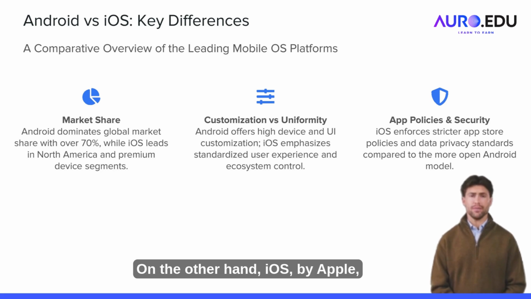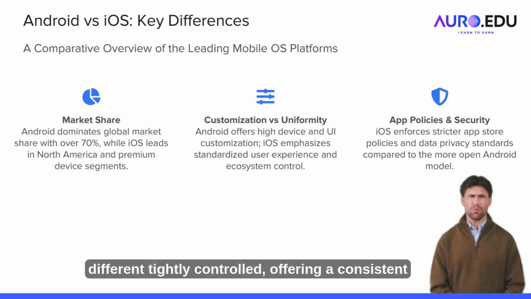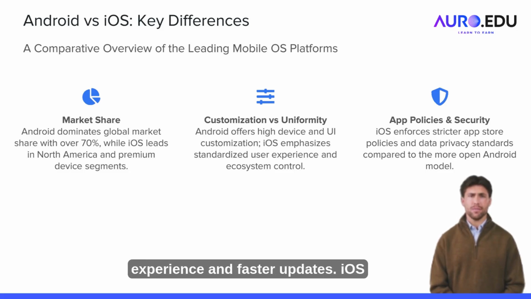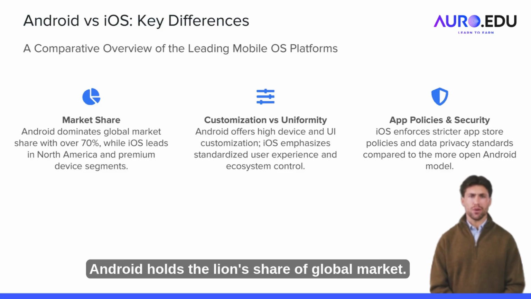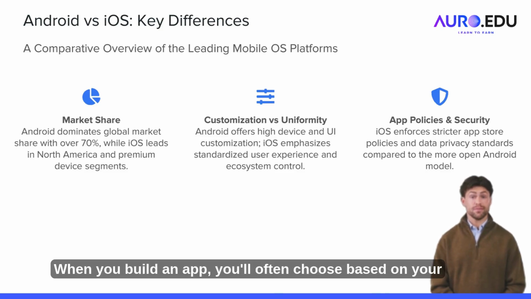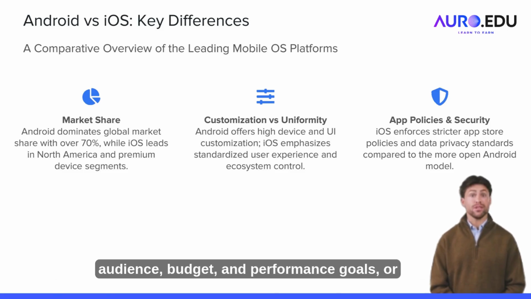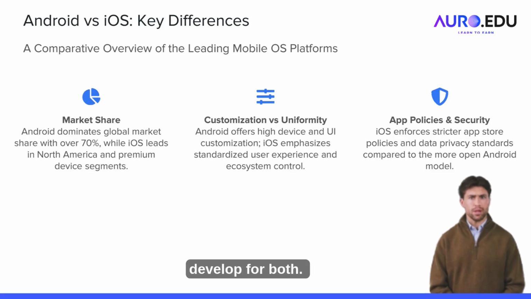On the other hand, iOS, by Apple, powers iPhones and iPads. It's tightly controlled, offering a consistent experience and faster updates. iOS users tend to spend more on apps, but Android holds the lion's share of the global market. When you build an app, you'll often choose based on your audience, budget, and performance goals, or develop for both.